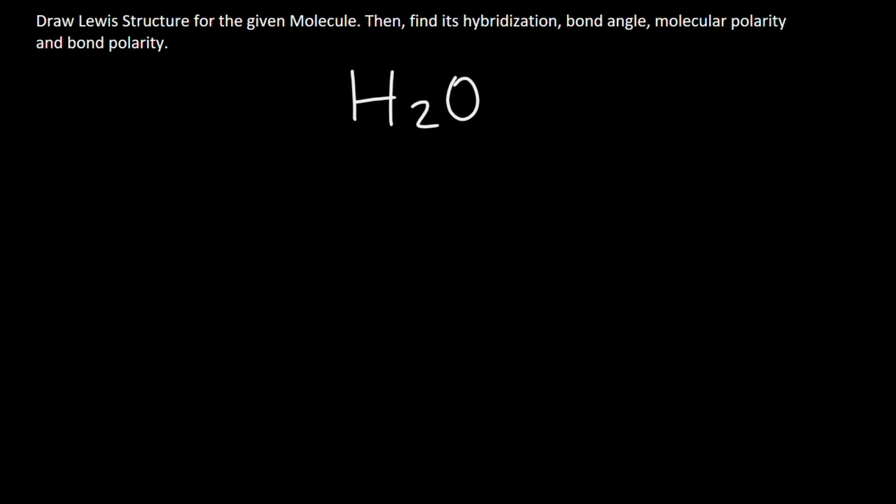Okay, so now we're going to talk about H2O. Okay, water. So let's talk about water now. For water, 2 plus 6 equals 8. So we need 8 electrons to satisfy the octet, to satisfy the whole molecule. So let's draw that.